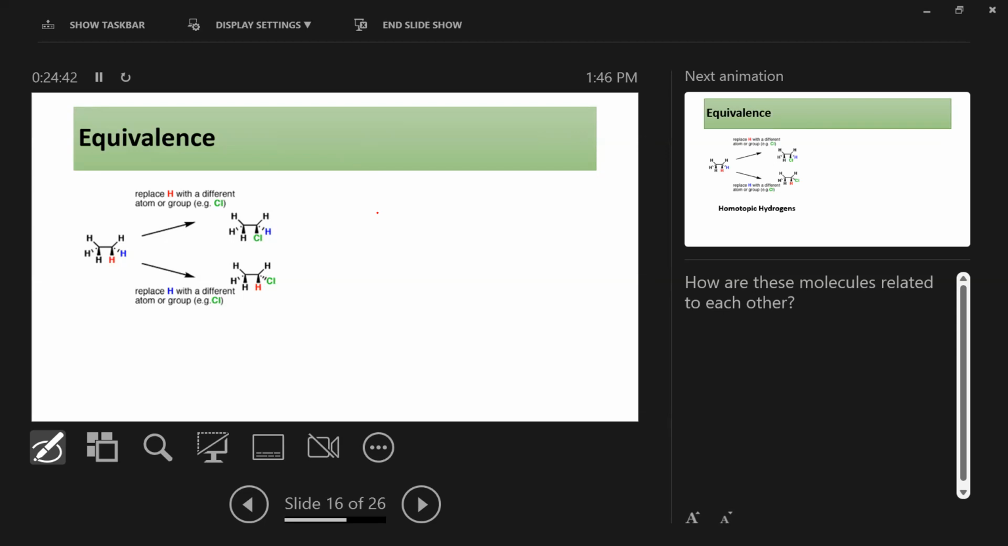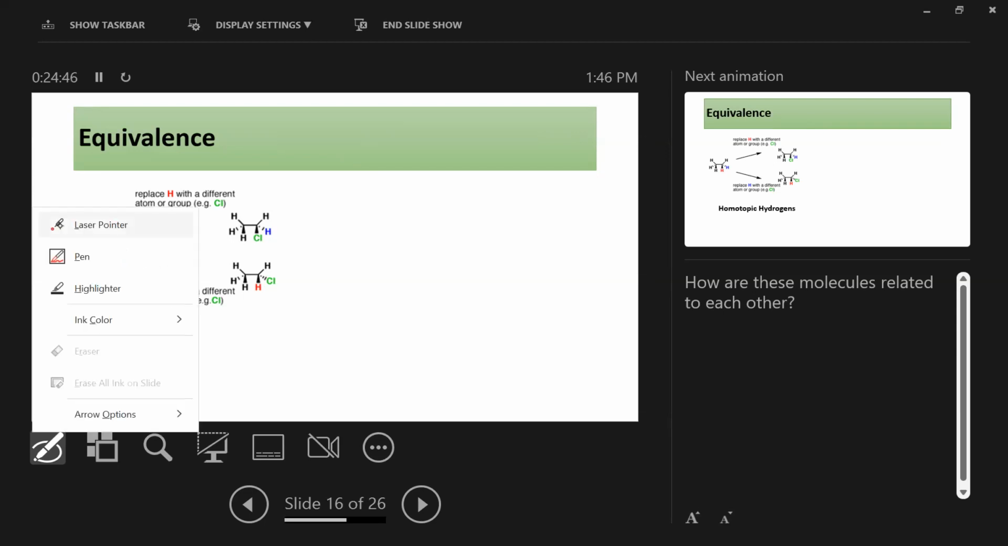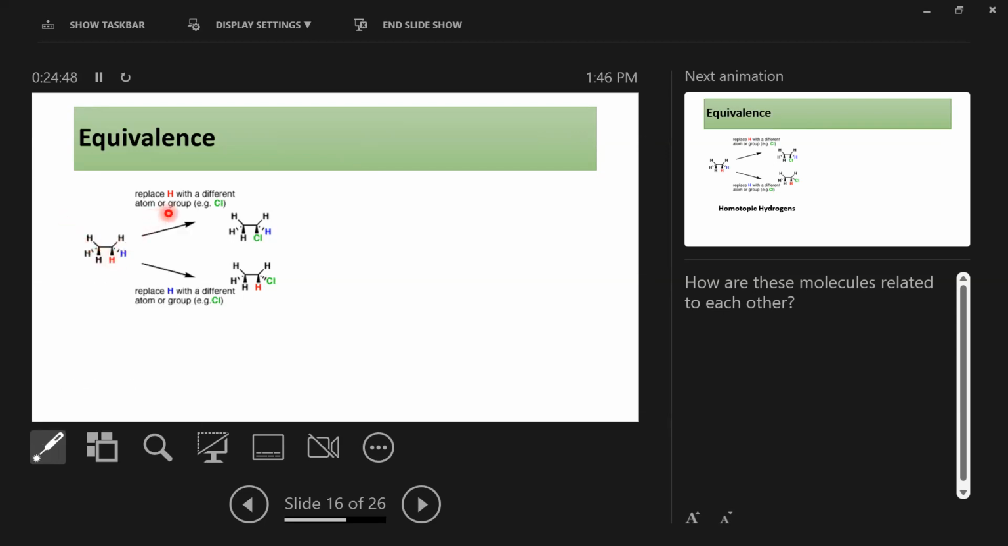So equivalence. Now, if we were to replace this hydrogen with a different atom or group, they will be in a different environment, right? First of all, they're all in the same environment here, correct? If I replace this with a chlorine, now this is a different environment, so they're not chemically equivalent to one another. But even if I put it in a different position, they're still chemically equivalent. These are called homotopic hydrogens.